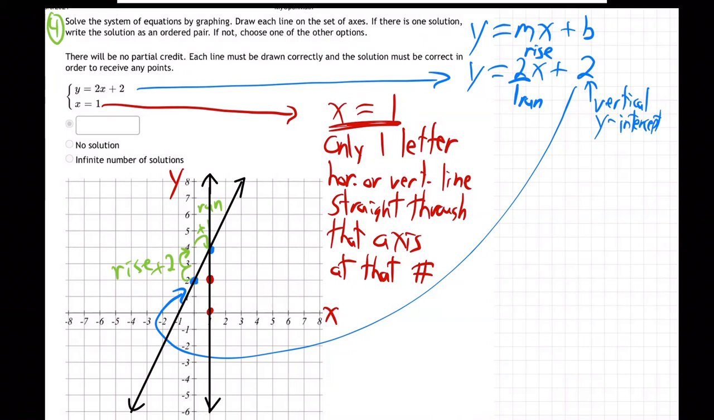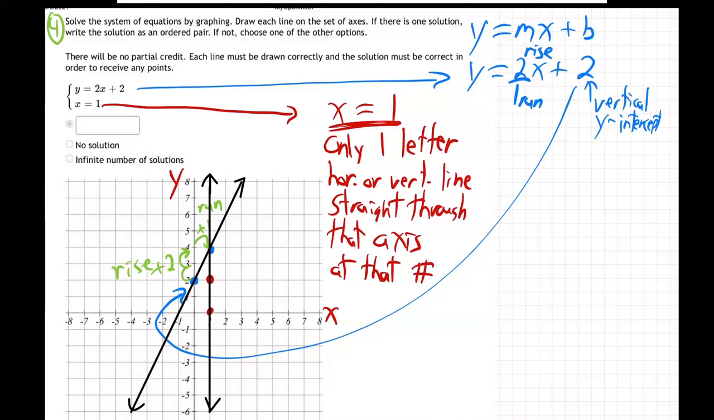How we doing? Is that making sense? And now, be really careful as you graph those lines. You have to get them right on. If you're off at all, if your dots are not perfectly on where they're supposed to be, it will not give you credit. You got to be exactly and perfectly on the mark.